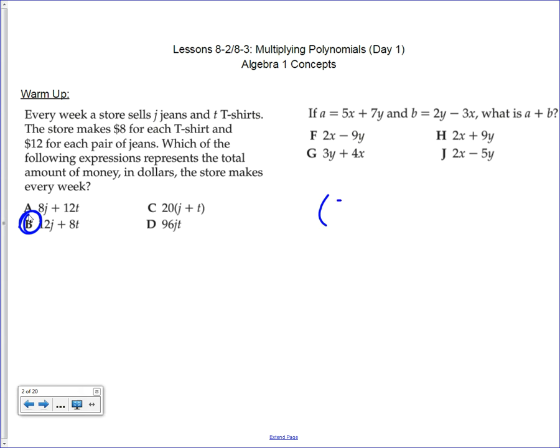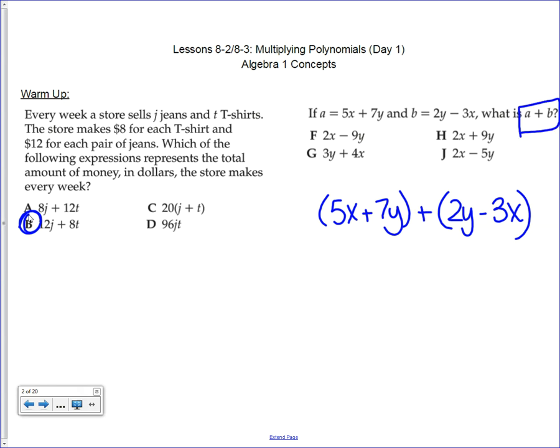Yeah, so this is what Derek is doing on his paper. I can tell what he's got going on there. And you're going to add them, right? Because it told you right here, you're supposed to add them. All right, go for it. You can add those together. Find your like terms.